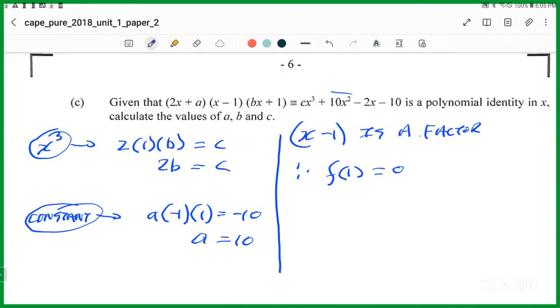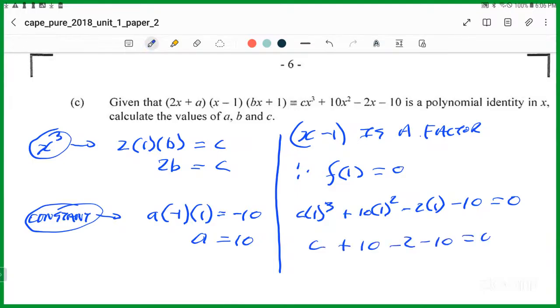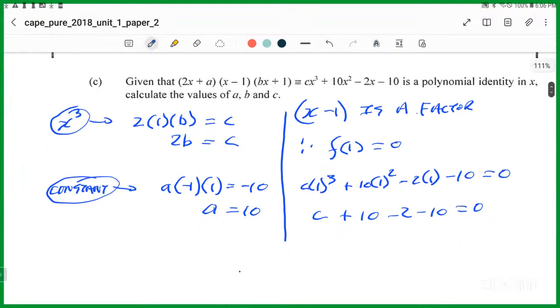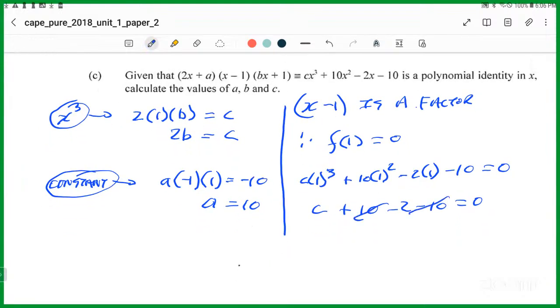So put 1 in this, it equals 0. So put 1 in here, you get c times 1 cubed plus 10 times 1 squared minus 2 times 1 minus 10. That's all equal to 0. So you're going to get c plus 10 minus 2 minus 10 equals 0. And so this cancels this, and then this negative 2 goes over there. So the c equals 2.